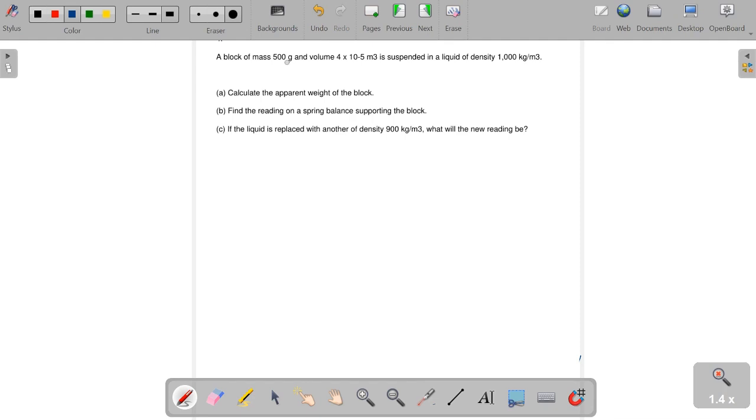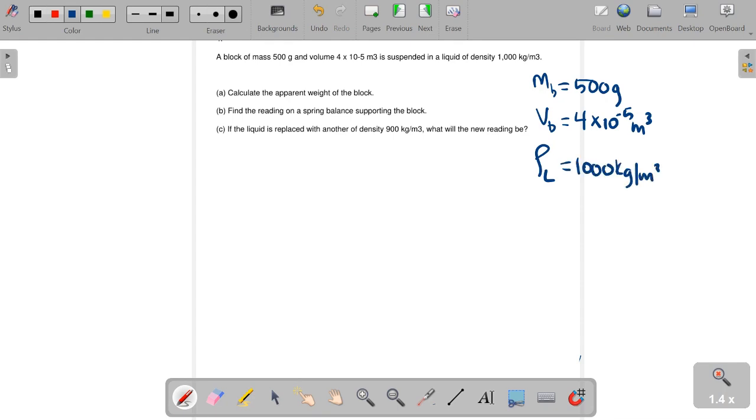The problem that we're given here is a block of mass 500 grams. So we know that the mass of this block is 500 grams. And we also have the volume of the block, which is 4 times 10 to the power negative 5 cubic meters. It is in a liquid of density 1000. So the density of the liquid is 1000. This is water we're dealing with.